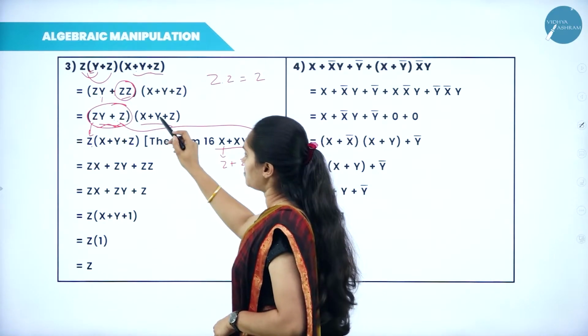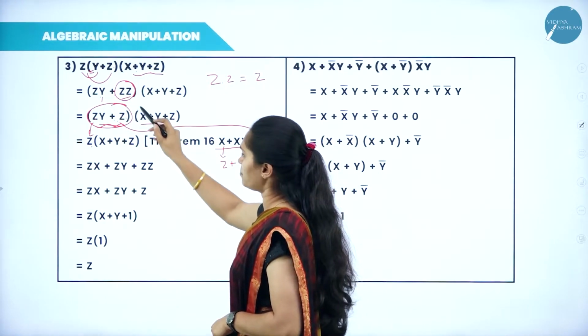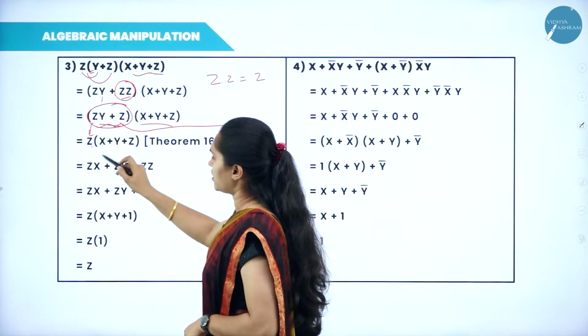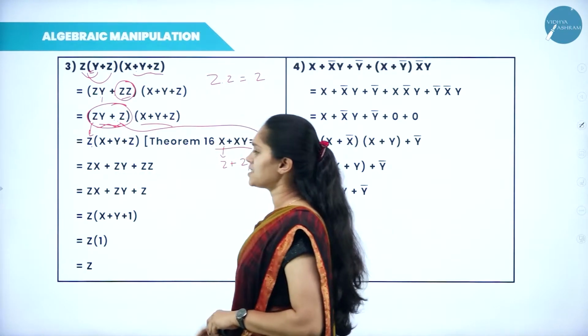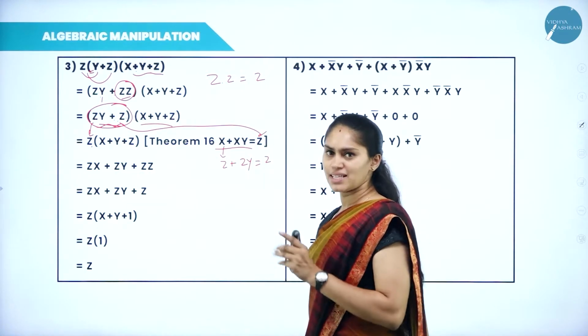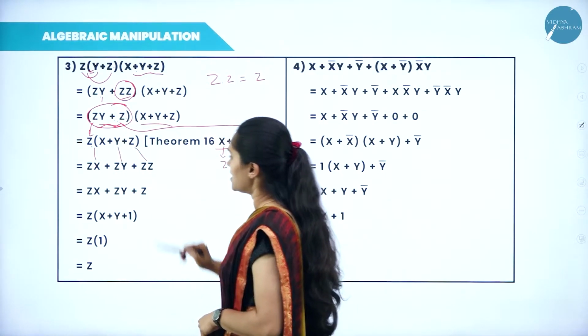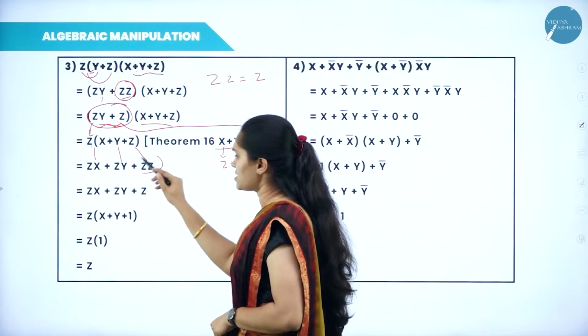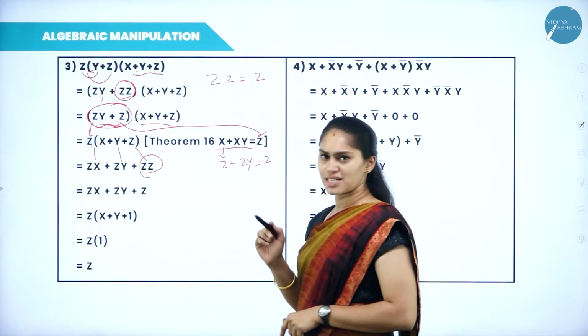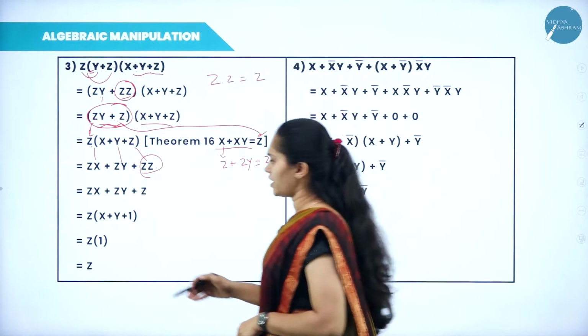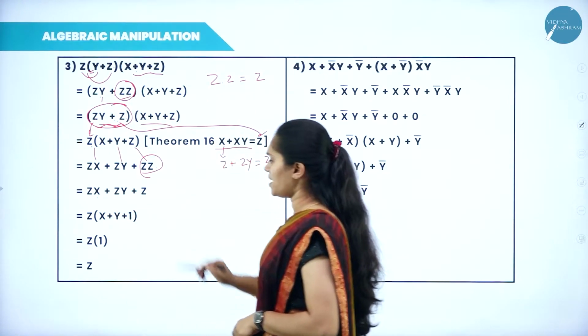So instead of writing this one, I am just going to write z. Then we have x plus y plus z, that is with a product. So z into x plus y plus z. Now I have to multiply z with all three variables. So zx plus zy plus zz. Already we know about this zz, so instead of writing zz, I will just take z. The remaining will be zx plus zy plus z.